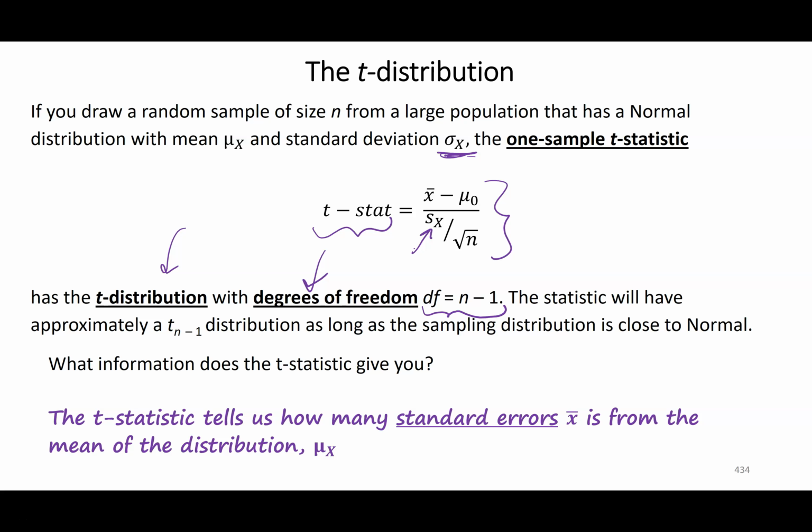So then what does it tell us? The t-test statistic is very similar to the z-test statistic. It tells us how many standard errors, instead of standard deviations, the x bar from our sample, so what we actually observed, is from the mean of the distribution, mu of x, or the claimed mean. So how many standard errors above the claimed mean is what we actually saw in our sample, or how many standard errors below, because it can be less than.